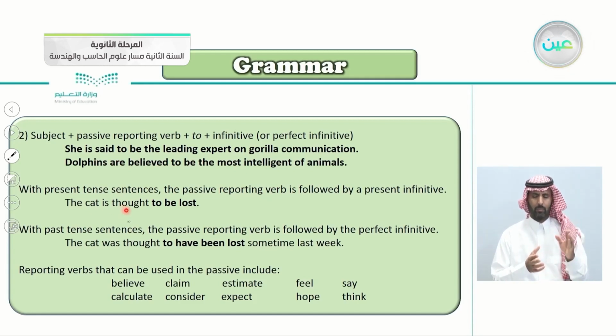So we say the cat is thought to be lost, to be lost. With past tense sentences, the passive reporting verb is followed by a perfect infinitive. So we say the cat was thought to have been lost. This is perfect. That's why we have to have been lost sometime last week. So some reporting verbs here, you can say believe, claim, estimate, feel, say, think, hope, expect, consider, and calculate. So you say it is believed, it is claimed, it is estimated, it is felt, and so on.